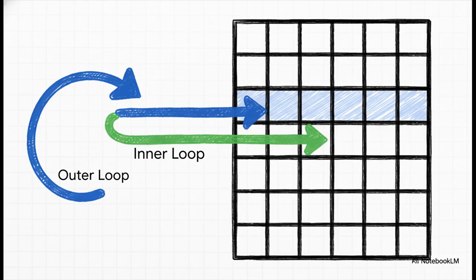The outer loop is in charge of the rows, right? It starts at the top. Then, for each row, the inner loop kicks in and just zips across every single column in that row. Once it's done, the outer loop bumps us down to the next row, and the inner loop does its thing all over again. It's a beautiful, systematic way to hit every single cell.